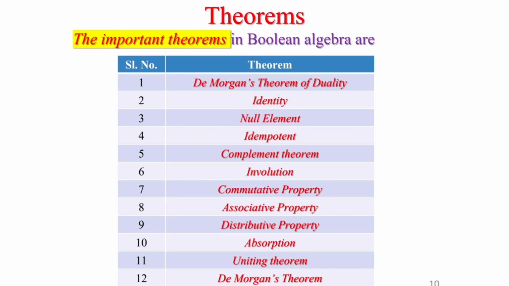Now the theorems in Boolean algebra. The important theorems in Boolean algebra are listed here. Number 1, De Morgan's theorem of duality, identity. Second one, then null element, idempotent, complement theorem, involution, commutative property, associative property, distributive property, absorption, uniting theorem, and finally De Morgan's theorem related with complements.